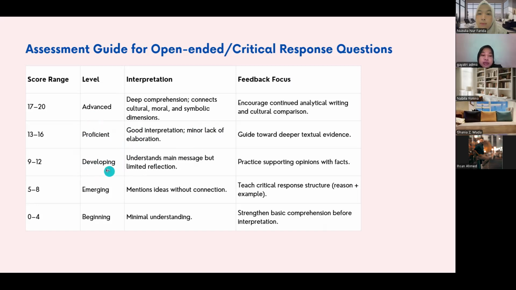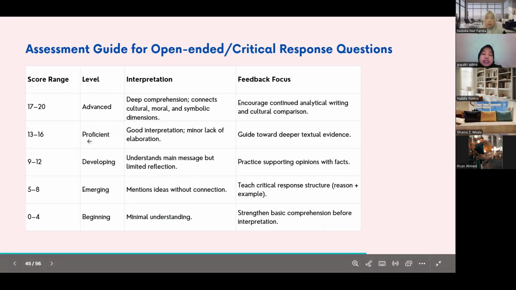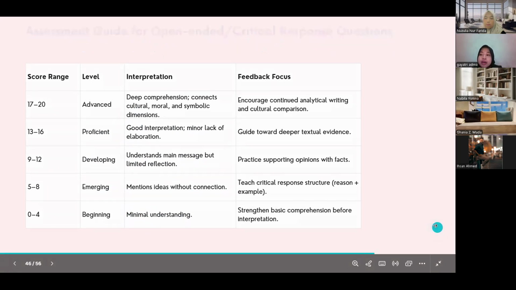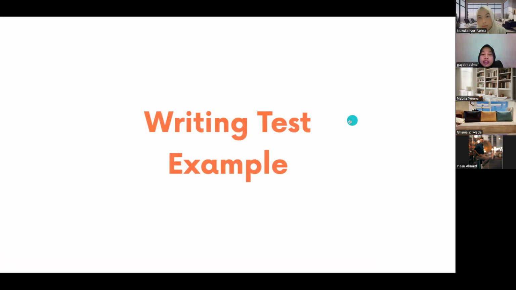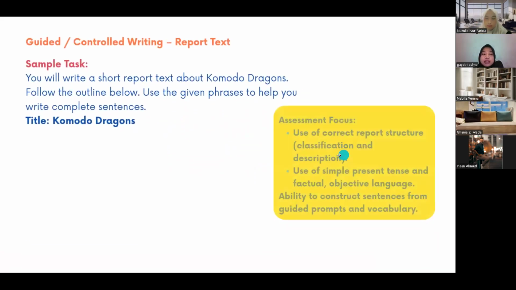At the developing level, the students can understand the main message but still lack reflection. For the emerging level, the students can mention ideas without connection. And the last, lowest level is beginning, where the students show minimal understanding of the text. And then let's move to the writing test example that I have made here.